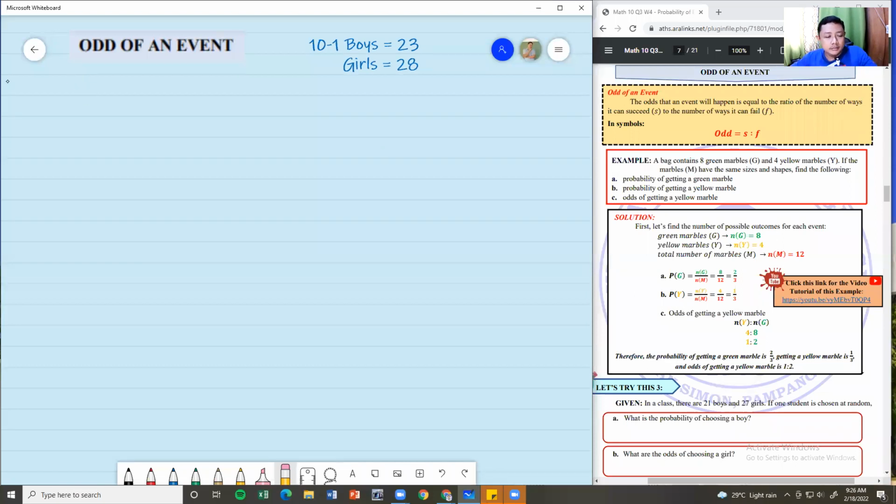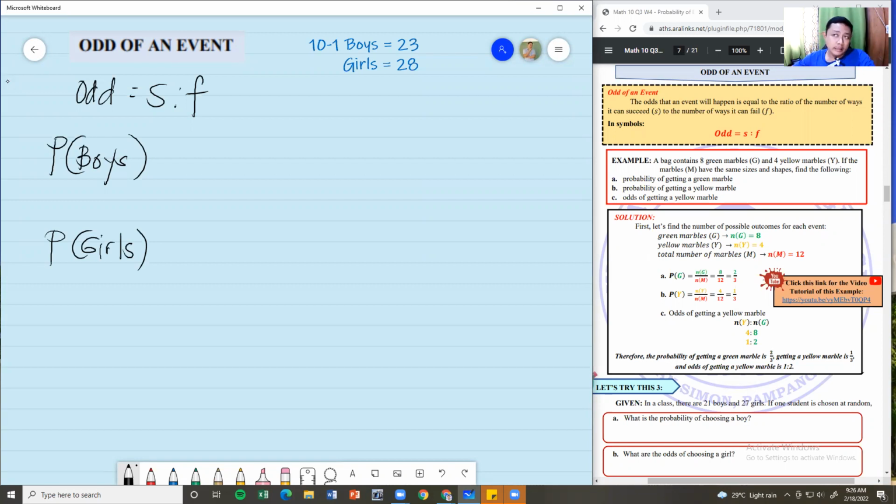So for the odds of an event, the odds of an event is equal to success is to failure. Okay, so it depends upon what is being presented in the problem, which is the success and which is the failure. Okay, so let's have this as an example. Siyempre, let's go back first with our simple events, probability of some simple events. What's the probability of getting boys? What's the probability of getting girls, or picking, choosing na lang? And what is the odds of getting or choosing a boy?